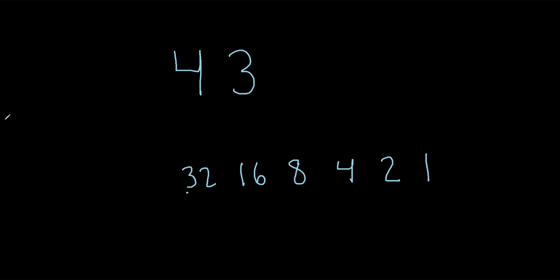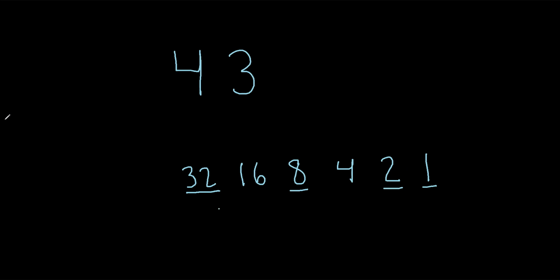Well, we'll have to start with 32, so let's underline that. If we do 32 plus 16, that's 48, so that's too much, so we're not going to use 16. So we could do 32 plus 8, that's 40. If we do 40 plus 4, that's too much, so we're not going to use that. But we could do 40 plus 2 plus 1. That would get us exactly to 43.